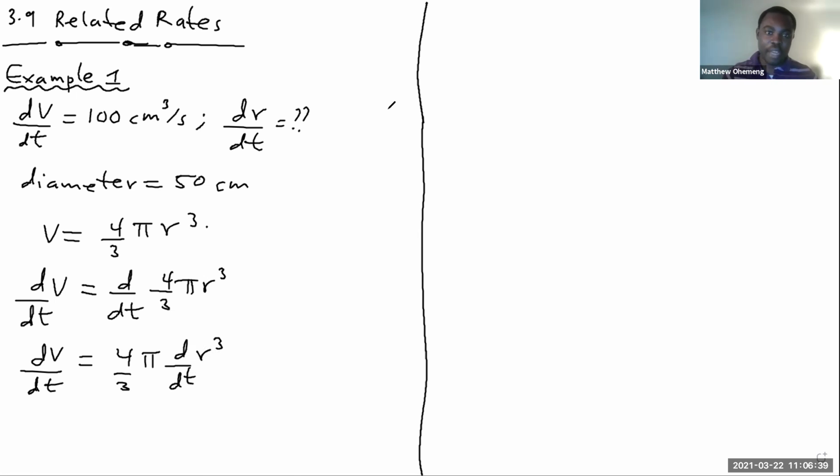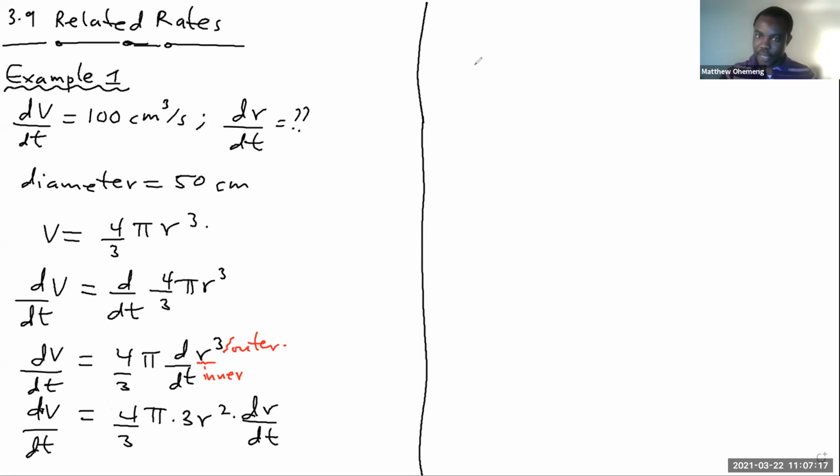So for the derivative of r cubed with respect to time, we will have to use the chain rule, right? You have to use the chain rule because r is a function of time. So we have our inner function to be r, and our outer function is the cube, because r is a function of time. So for that side, we have 4/3 pi, and then differentiate the outer function, plug in the inner function, so 3r squared, and then multiply by the derivative of the inner function, which is dr over dt.